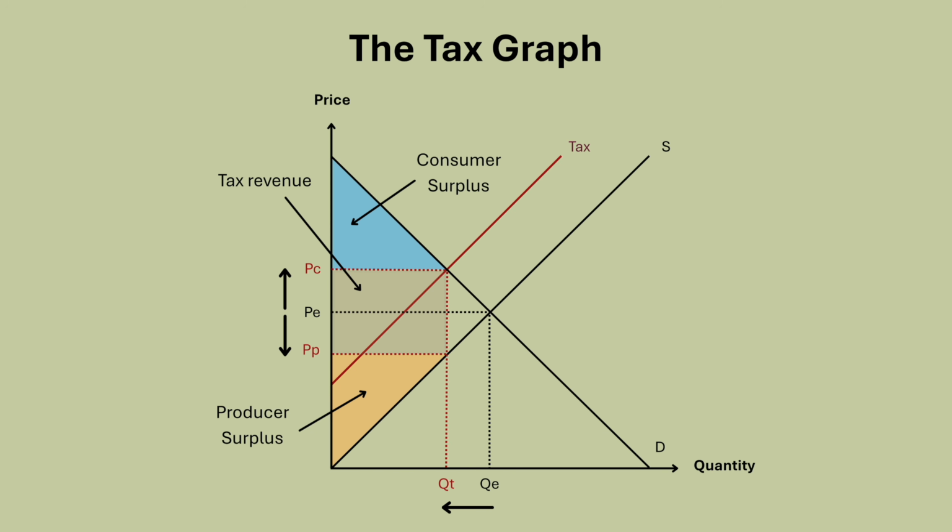This triangle here represents a deadweight loss. Deadweight loss is potential value that is not gained by anyone. Basically, this area used to be part of the consumer and producer surpluses before the tax, but now it's not part of those surpluses. So it is a potential that could have been part of a surplus, but it is not. So it is deadweight loss. So that's a basic tax graph.